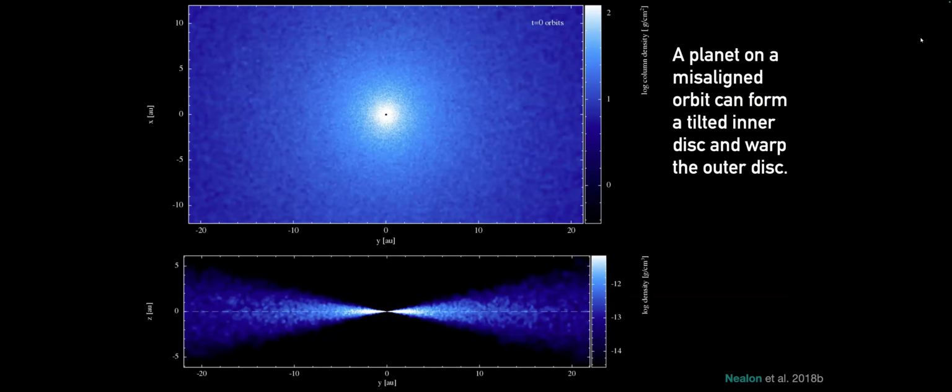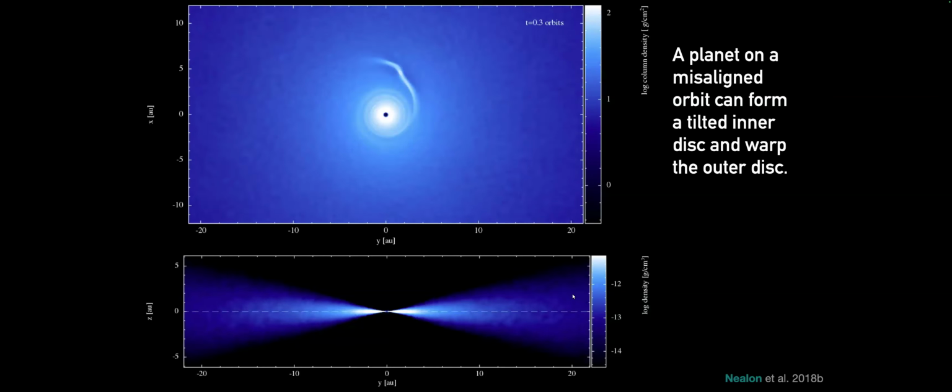So this is a simulation that I conducted back in 2018. It's of a protoplanetary disk that has a misaligned planet. So we're starting with a flat disk and there's a planet and the orbit of the planet is misaligned such that it cuts through the disk twice per orbit and it's going in and out of the disk as it orbits. In the top panel, I'm showing you the top-down view of the disk, and in the bottom panel, I'm showing you the cross-section of the disk.